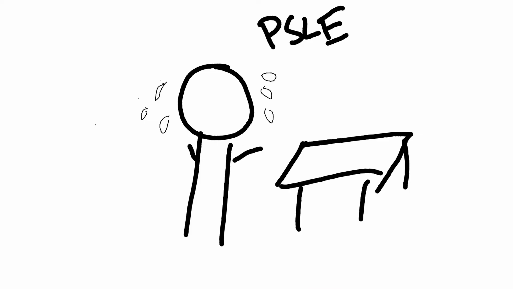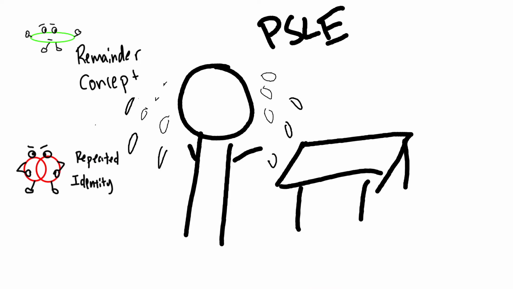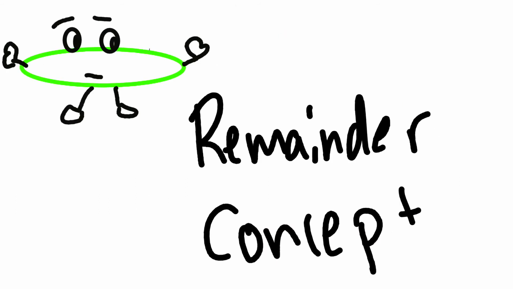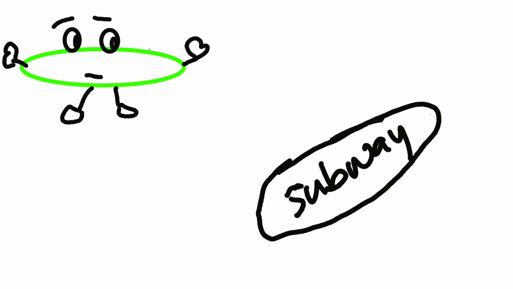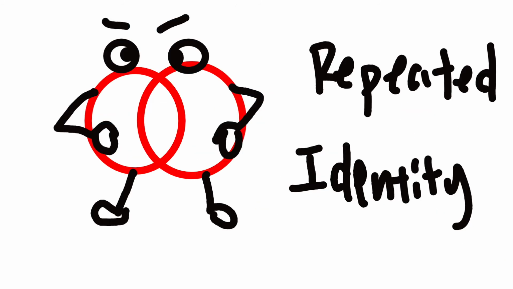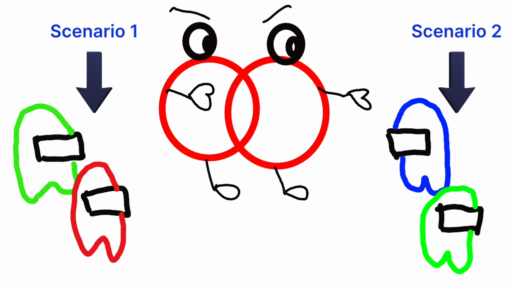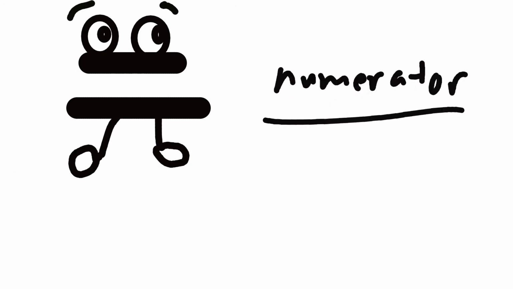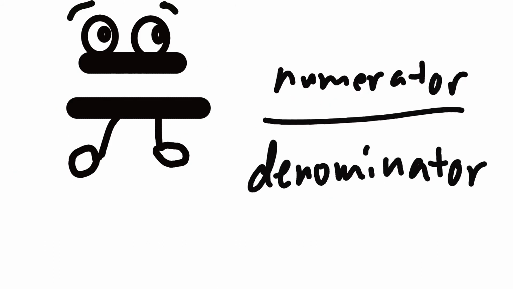There are 6 main types of heuristics: remainder concept, repeated identity, equal concept, supposition, value and units, and before and after. Remainder concept usually has a person using a certain amount of stuff and then doing something else with what is remaining. Repeated identity has 2 scenarios and usually one person who is repeated in both of them. Equal concept involves making either the numerator or denominator the same depending on how the question is.